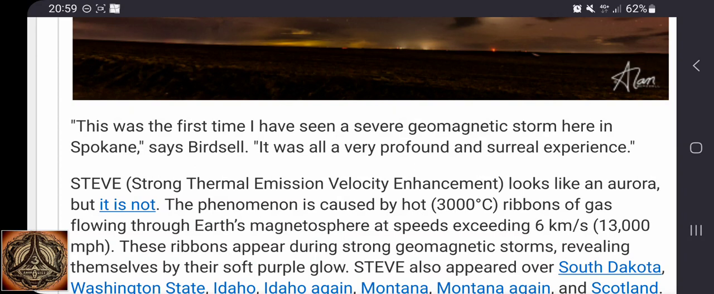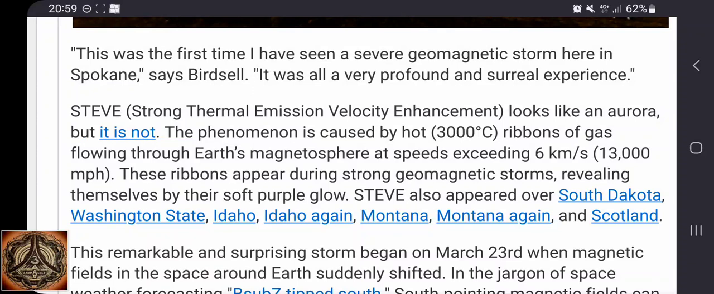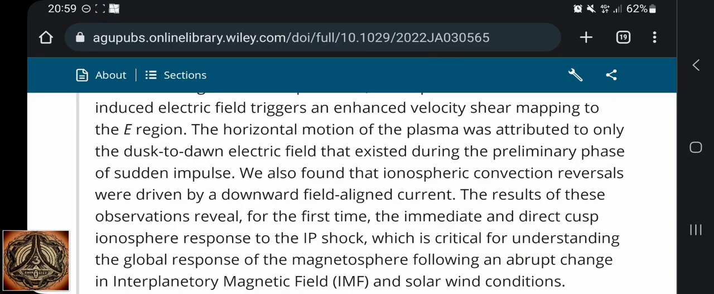The phenomenon is caused by hot 3000 degrees Celsius. In order to melt quartz, you need about 1600 degrees. So this is more than enough to melt quartz. Ribbons of gas flowing through Earth's magnetosphere at speeds exceeding 6 kilometers per second, 13,000 miles per hour. These ribbons appear during strong geomagnetic storms, revealing themselves by their soft purple glow. Steve also appeared over South Dakota, Washington State, Idaho again, Montana again, and Scotland. Scotland just once marked. But anyway, back to the article.